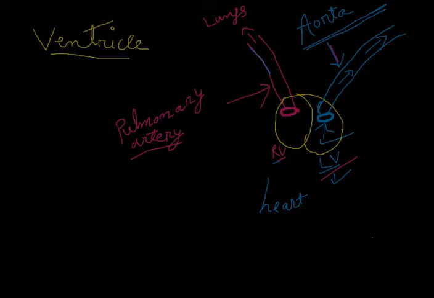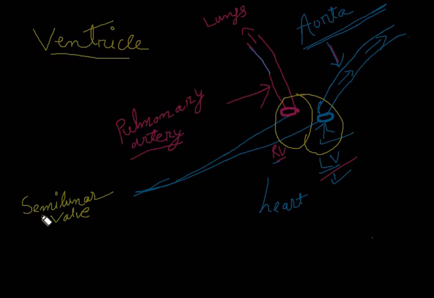and one type of valve is present both in the pulmonary artery and the aorta. And what is that valve called? That valve is called the semilunar valve.